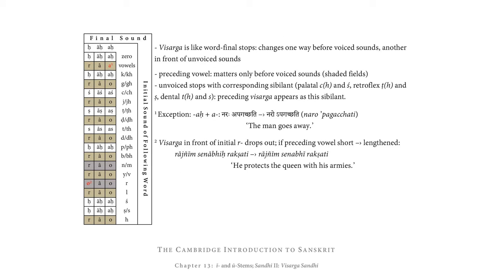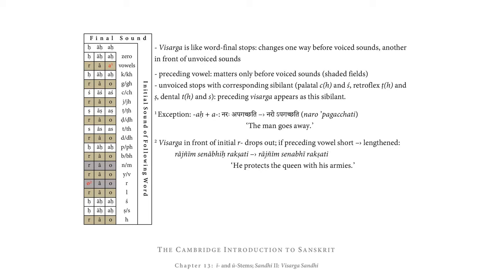What you see here is a table of all the different possibilities for visarga sandhi. It's split up into three columns. The leftmost column is that for visarga preceded by any vowel other than a or ā. The middle column is for visarga preceded by a. And the rightmost column is that for visarga preceded by ā. I apologize that everything in here is a little small. And yes, if you find this table slightly scary, you are absolutely right to do so. I think everybody feels like this when they're first faced with this particular bit of sandhi. So let's take this apart a little bit.